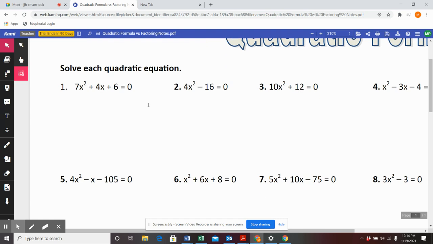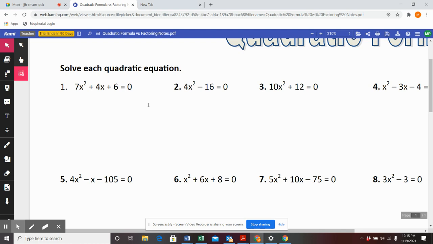Okay, so what we're doing today is factoring and the quadratic formula, and I'm going to show you how to check your answer, or if one form doesn't work, how to use the other one, and so forth. Okay, so on number one, the first thing you need to look for is, is there a greatest common factor?